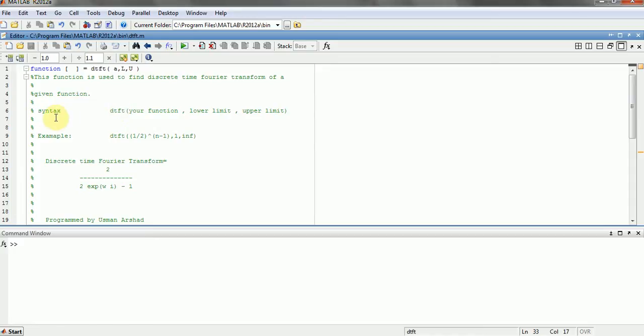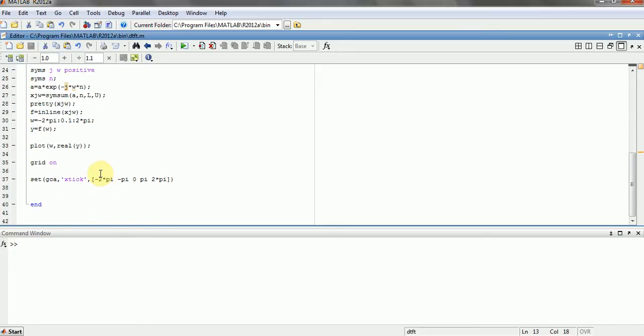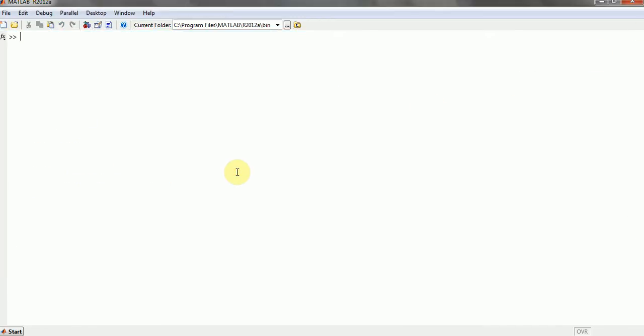So the syntax of the function is DTFT, your function goes here, and we're going to put our limits, the lower limit and upper limit. For this we have an example: DTFT of 1 by 2 raised to the power n minus 1 is our function, and it goes from 1 to infinity. And here will be our answer. So it's a very small code, as you can see over here. This will also be available in the description to download. So let's get started with some demonstration.